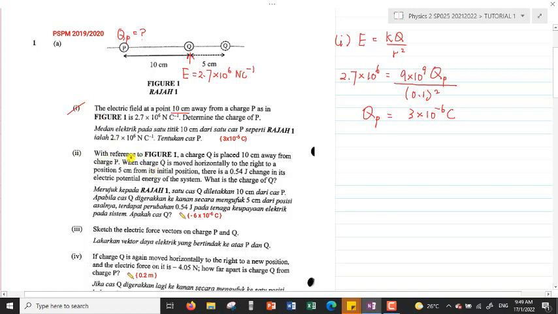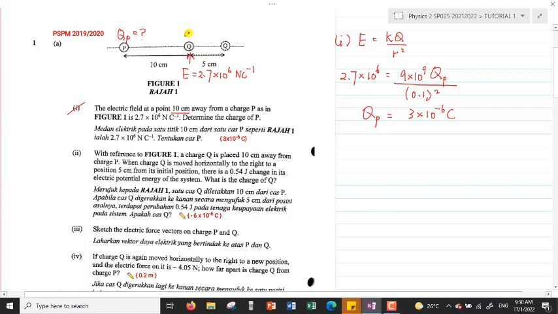Question 2. With reference to figure 1, a charge Q is placed 10 cm away from charge P. So we have a charge Q, and then we place the charge Q 10 cm away from charge P. When charge Q is moved horizontally to the right to a position 5 cm from its initial position, there is a 0.54 joule change in the electric potential energy of the system. What is the charge of Q? So we want to find charge Q.